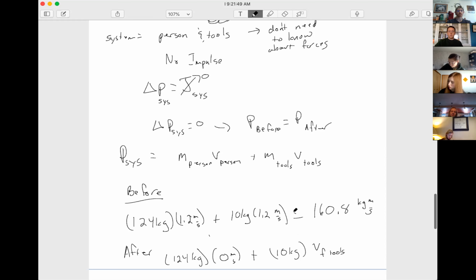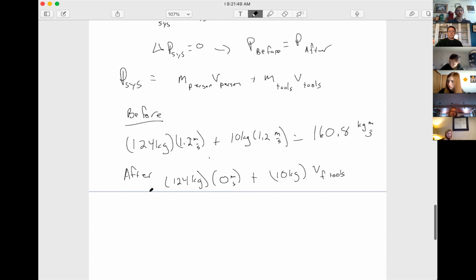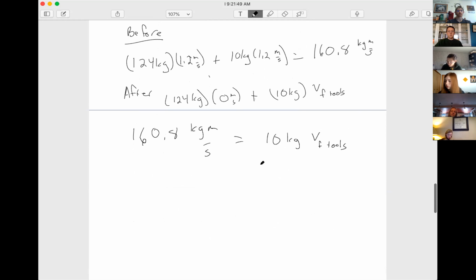And then I have to set these equal to each other. So if I set these equal, I find 160.8 kilogram meters per second equals, the person has no momentum, so that is 0. You only have the tool's momentum, 10 kilograms times the velocity final of the tools. And therefore the final velocity of the tools would equal 16.08 meters per second.